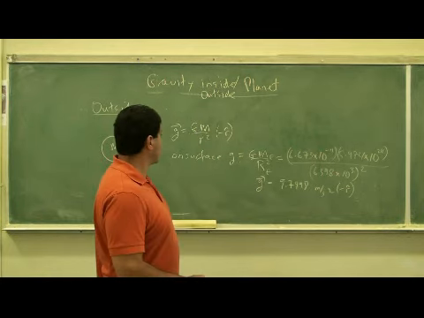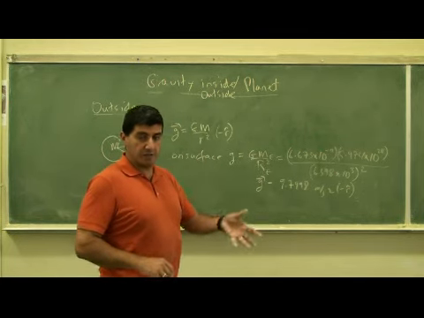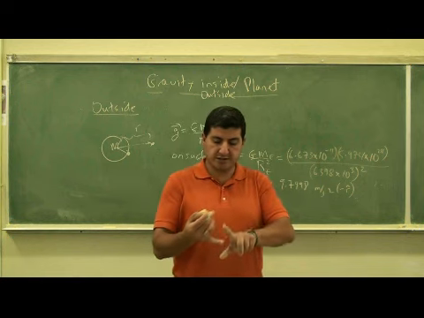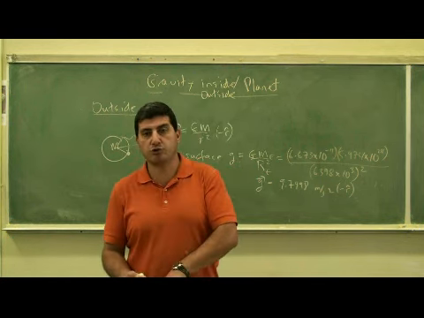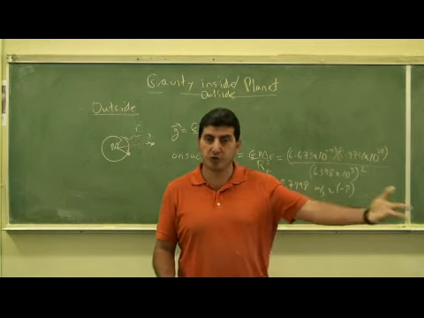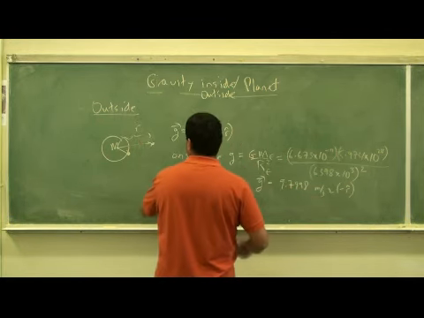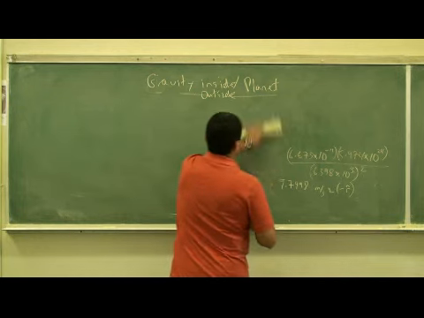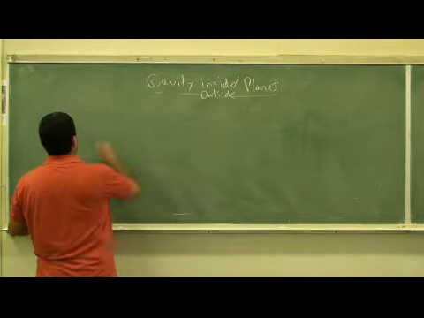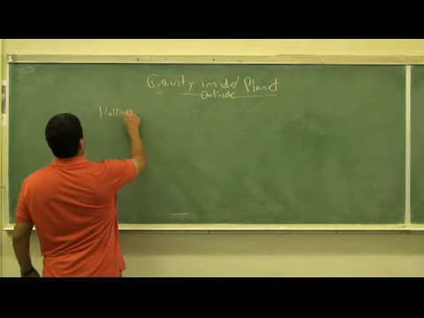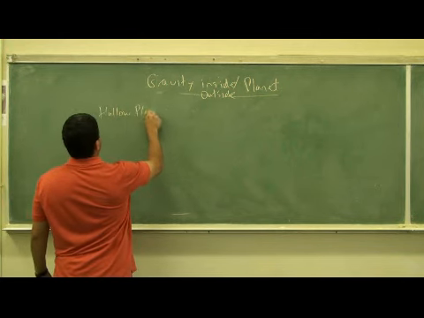So now, let's find out what would happen if you go inside of the planet. So let's first do a hollow planet, then let's do a uniform density planet, and then non-uniform density, similar to what we did with electric field. So, hollow planet.